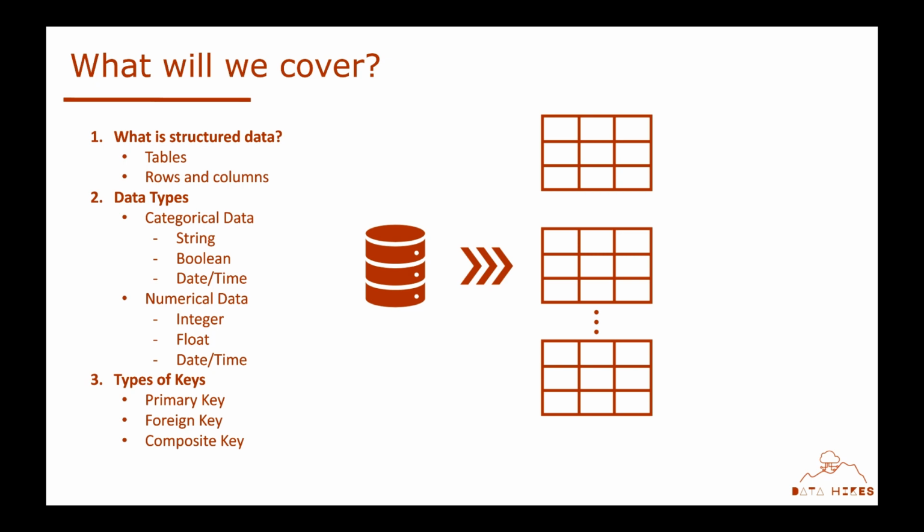We'll first look at what structured data means, tables, columns, rows, etc. Then we'll look at the high-level classification and also the root-level classification of various data types in a database. And the third thing we're going to cover is the various types of keys in a database system.